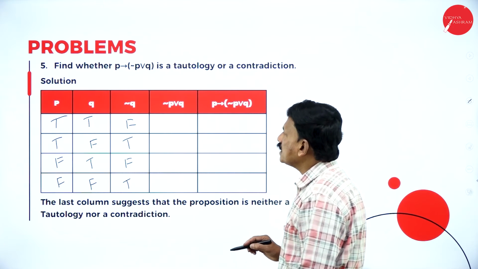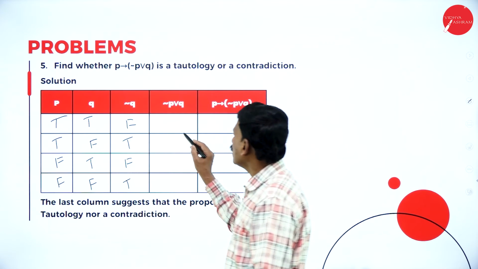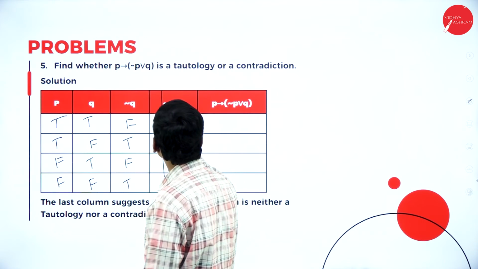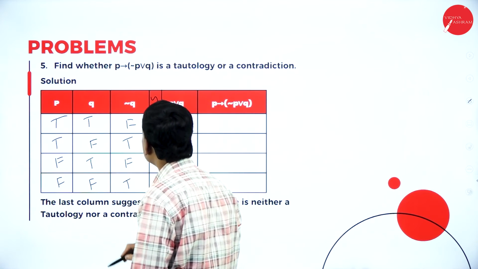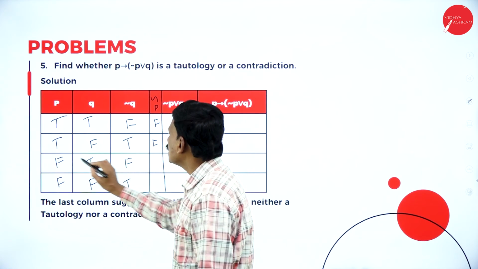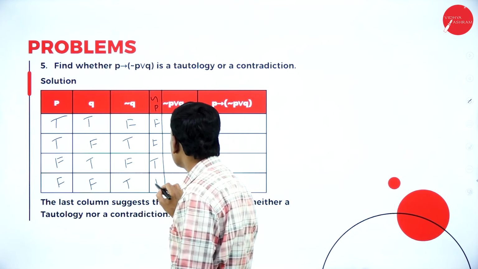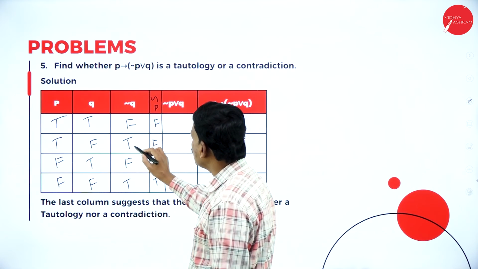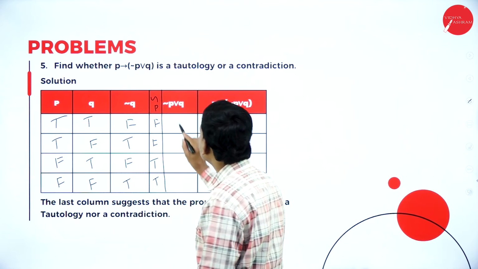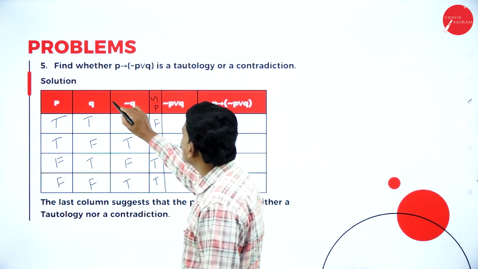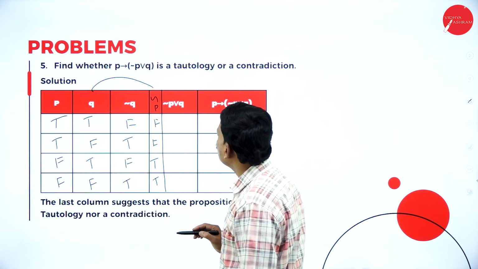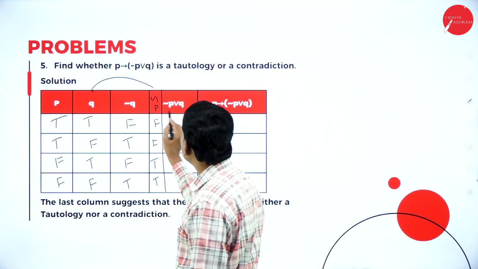Now write down the negation of P. I will write one more column for the negation of P. Negation of P: for true it is false, for true it is false, for false it is true, for false it is true. So negation of P is F, F, T, T. Now take the negation of P and Q and write down the disjunction for these two.